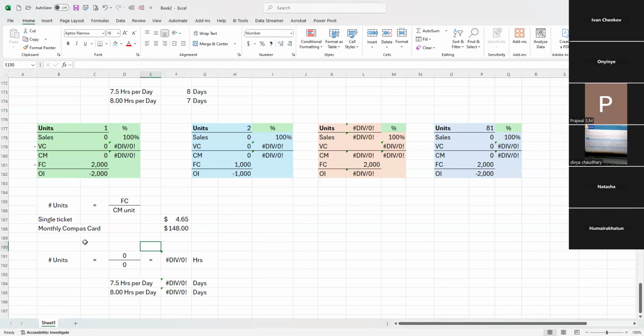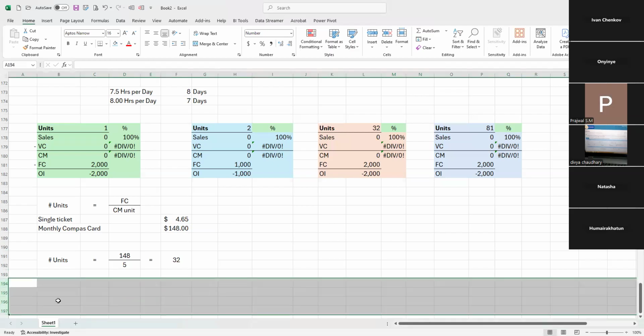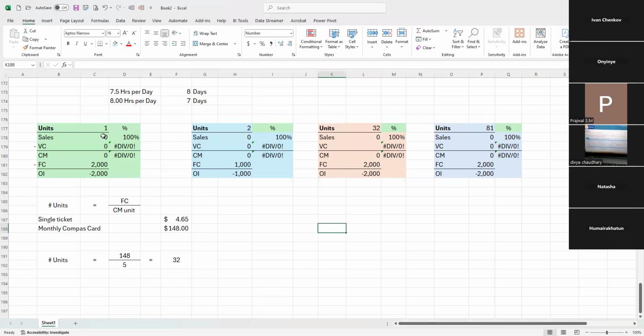Now the question is, how many times do you have to ride the SkyTrain in order to cover the cost of the monthly pass? Which one is my numerator? 148 is my numerator, divided by 4.65, my denominator. We have to make sure that we ride our SkyTrain how many times? 32 times.